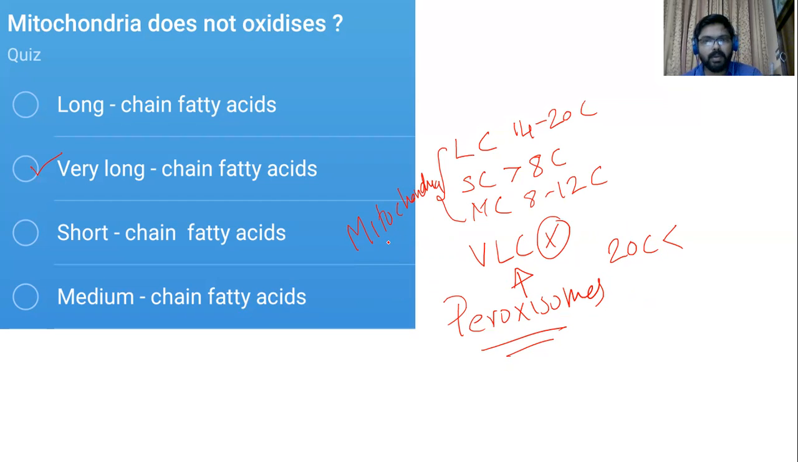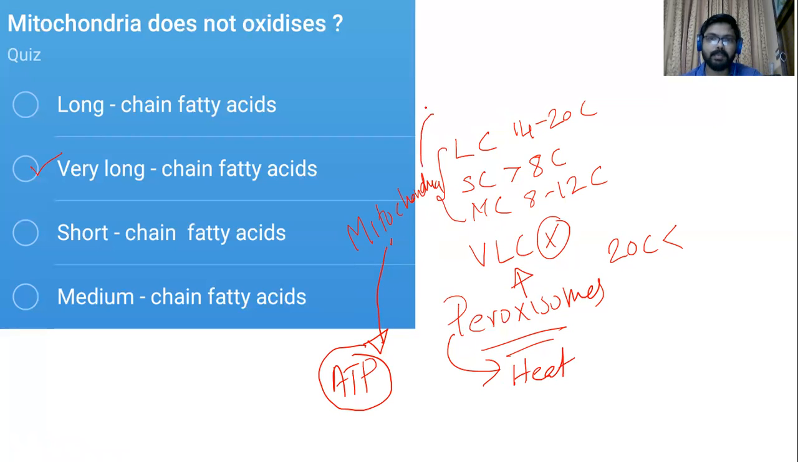In mitochondrial oxidation, the oxidation energy is released in the form of ATP. Mitochondrial oxidation results in the formation of ATP molecules, but in the case of peroxisome, the oxidation results only in heat production. Peroxisomal oxidation of very long chain fatty acids produces heat, whereas mitochondrial oxidation of short, medium, or long chain fatty acids releases ATP.